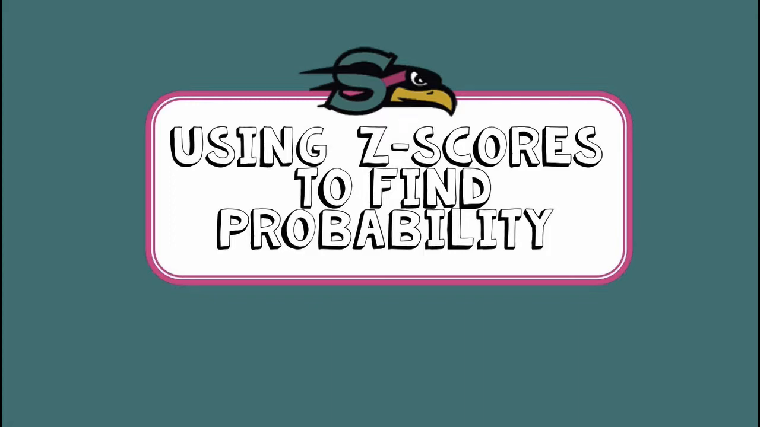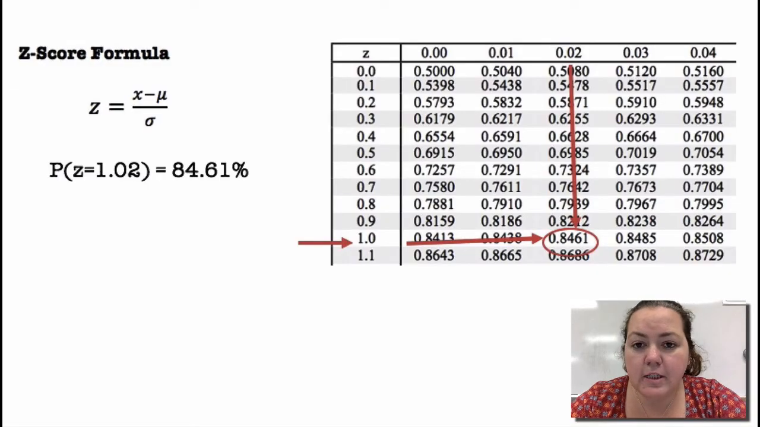Probabilities. Okay, so remember our z-score formula is z equals x minus mu divided by sigma, which means our x value minus the mean divided by the standard deviation. Then if I want to find the probability, in this example we're using the normal distribution tables, which find the area at or below a value under the normal curve.